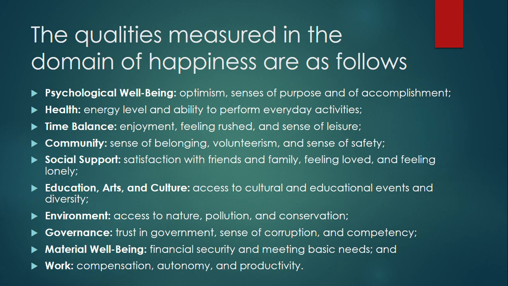Education, art, and culture: access to cultural and educational events and diversity. Environment, access to nature, pollution, and conservation. Governance, trust in government, sense of corruption, and competency. Material well-being, financial security, and meeting basic needs. And last is work, compensation, autonomy, and productivity.